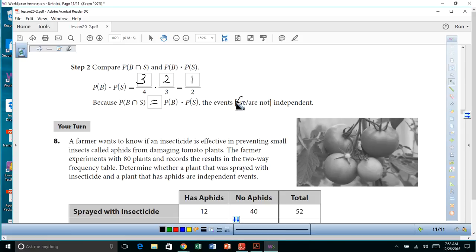They are independent. Okay. So I guess you don't have to know how to ride a bike to swim, and you don't have to know how to swim to ride a bike.